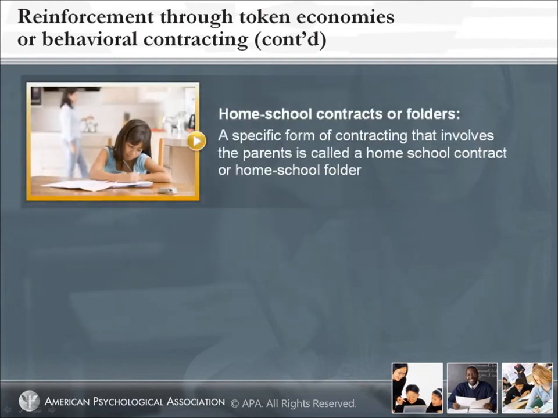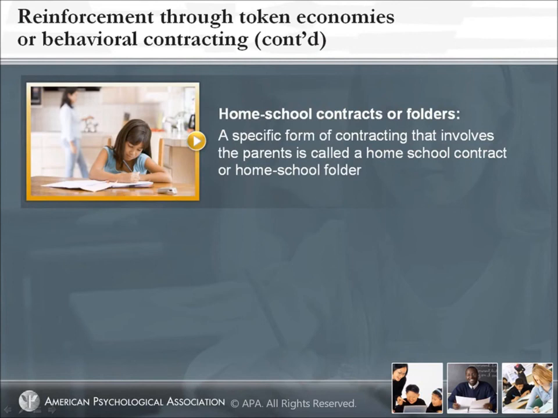Homeschool contracts or folders. A specific form of contracting that involves the parents is called a homeschool contract or homeschool folder. In this intervention, students receive a folder or assignment sheet that contains information on all of their assignments. At the secondary school level, students may carry the folder from class to class to help them organize across classes. The student gets each teacher to initial assignments for the evening.